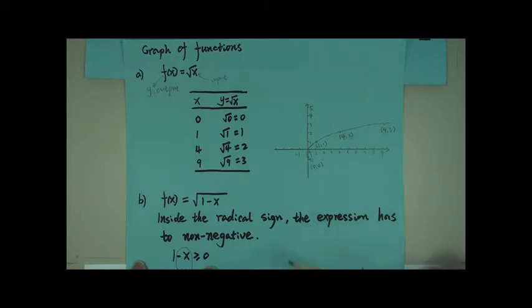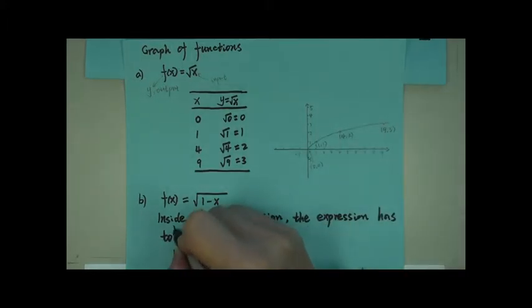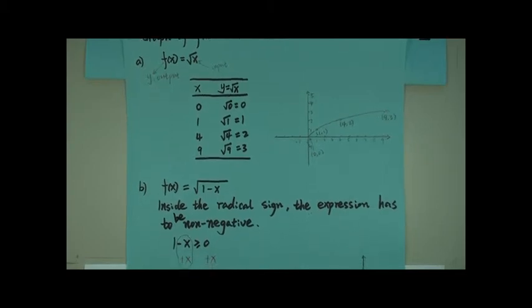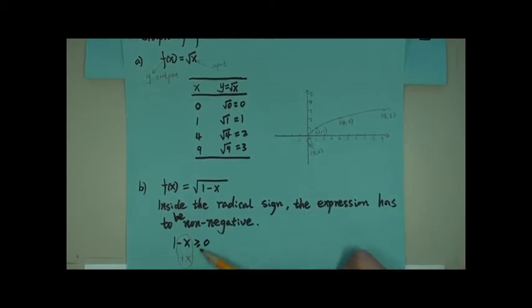Now let's see how to graph this one. F of x equals radical 1 minus x. Please note, inside the radical sign, the expression has to be non-negative. Can be 0. Okay. So this requires that 1 minus x has to be positive or 0. So you put greater than or equal to 0.